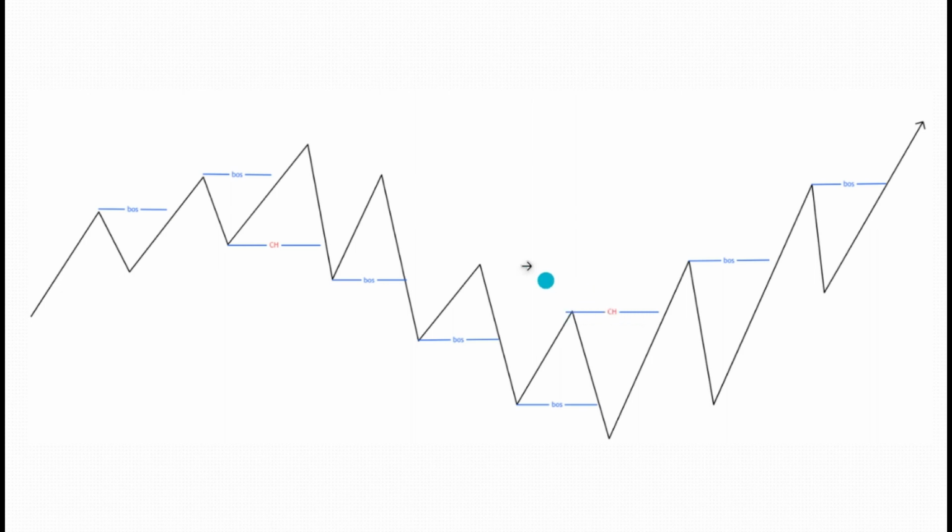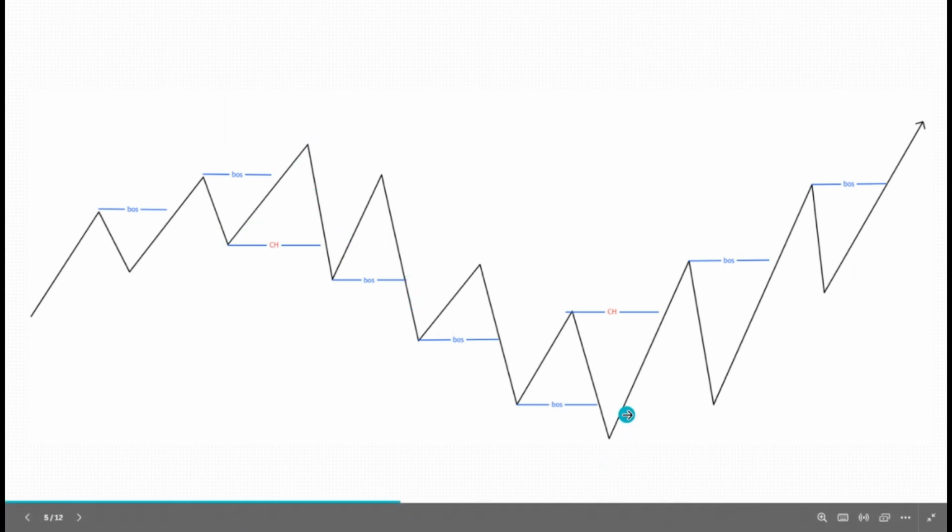So a change of character is when price changes trend. If price were creating higher highs and higher lows, going to this point, price was supposed to create a higher low, but instead price created a lower low. This lower low is telling you that price has changed character, changing from this uptrend to this downtrend. The same thing goes for the downtrend. Price was creating lower lows and lower highs.